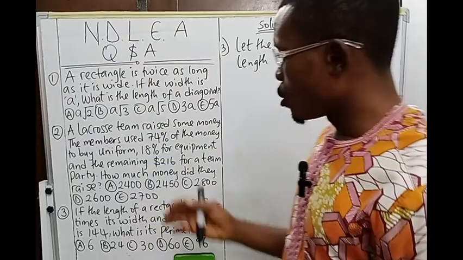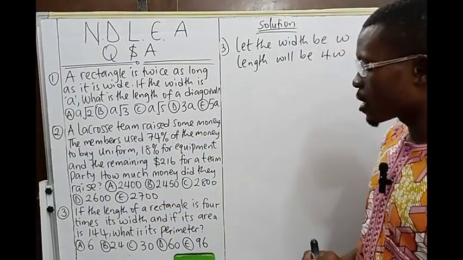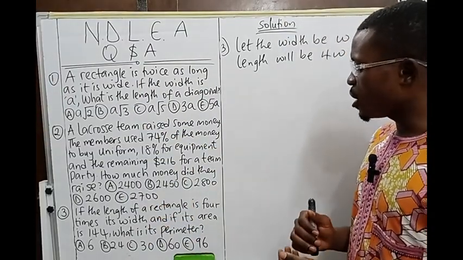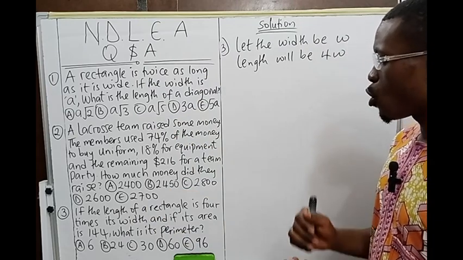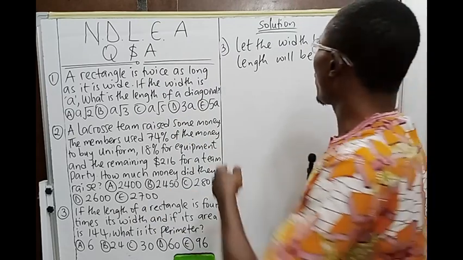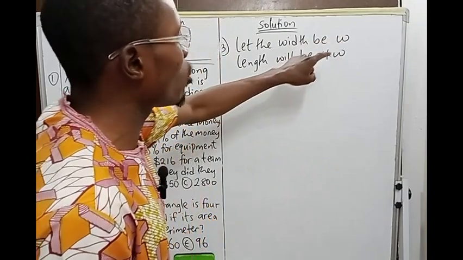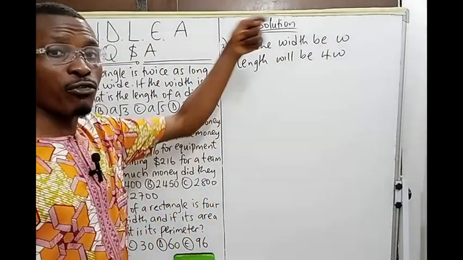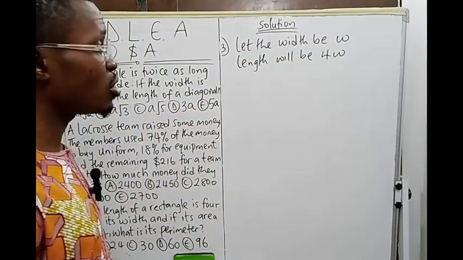Now move to number 3. Number 3 reads, if the length of a rectangle is 4 times its width, and if its area is 144, what is its perimeter? Now we let the width be W. If the width is W, it means the length is what? 4W, since it is 4 times its width.